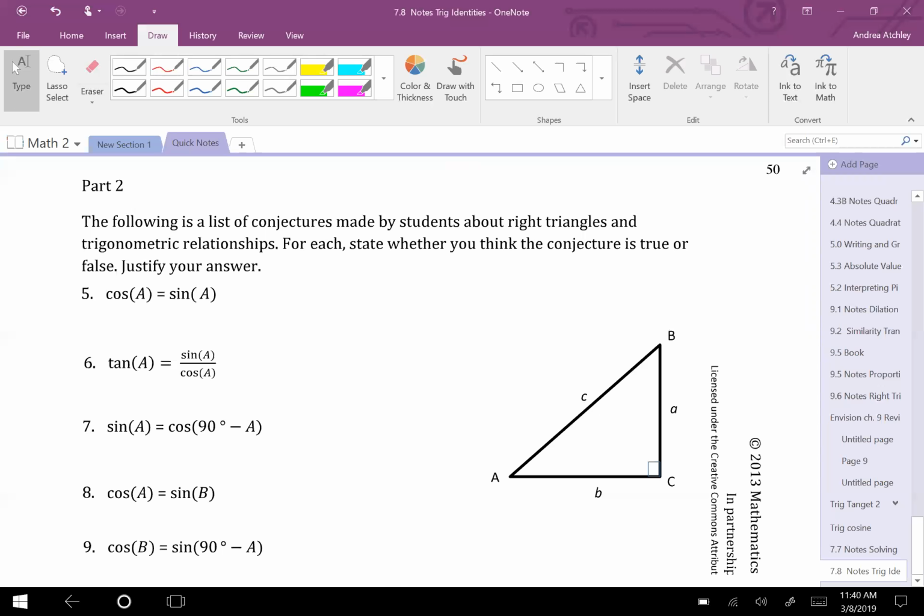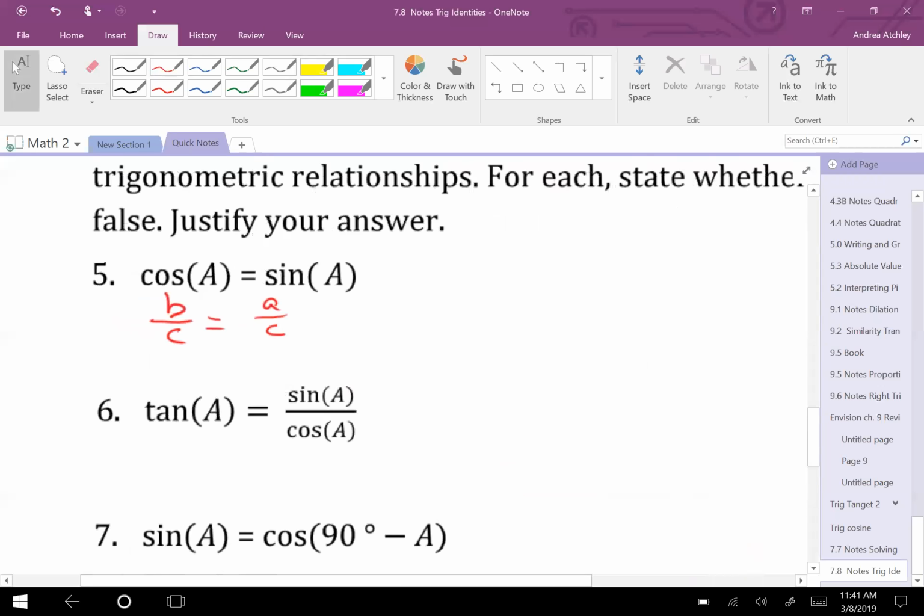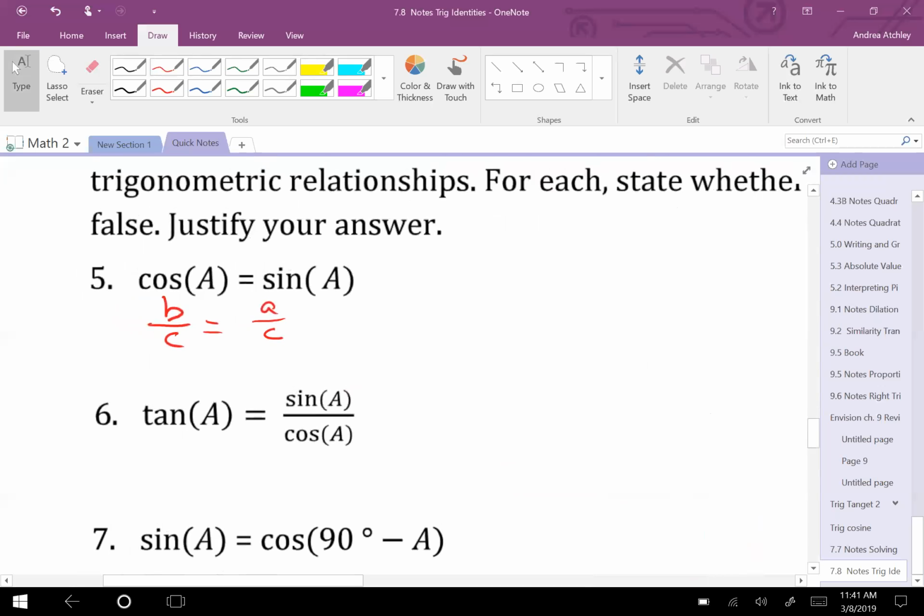Okay, so the cosine of A, is that equal to the sine of A? So let's see, here's A. Here's my opposite, here's my adjacent, here's my hypotenuse. The cosine would be B over C. The sine would be opposite over hypotenuse, so that would be A over C. Is that equal? No.